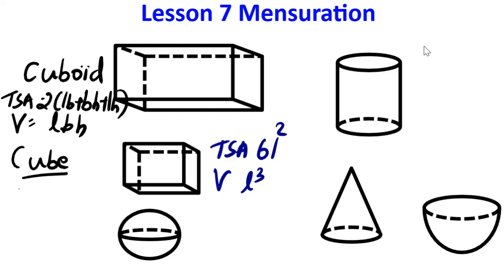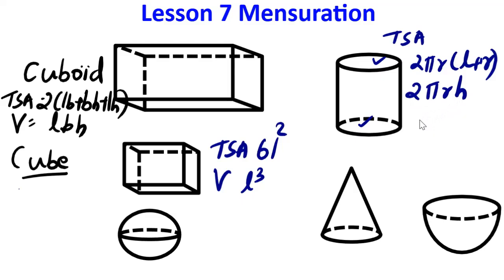As far as cylinder is concerned, total surface area including both top and bottom, you had 2πr(L + r). These are all revision. Then curved surface area 2πrh. Then volume, not 2πr²h, simply πr²h, sorry. Volume is πr²h.